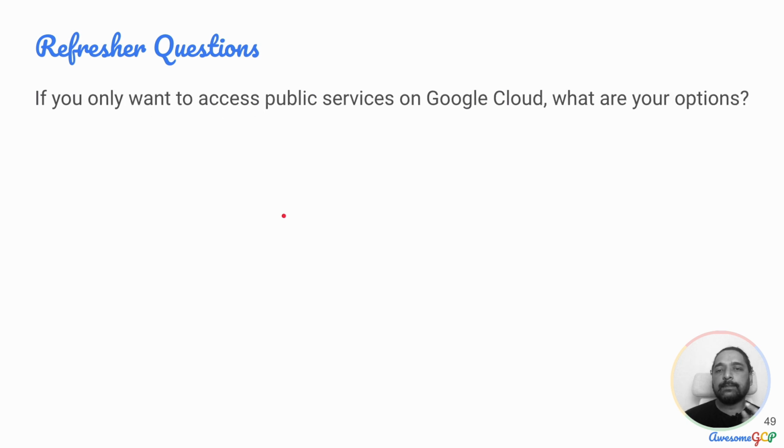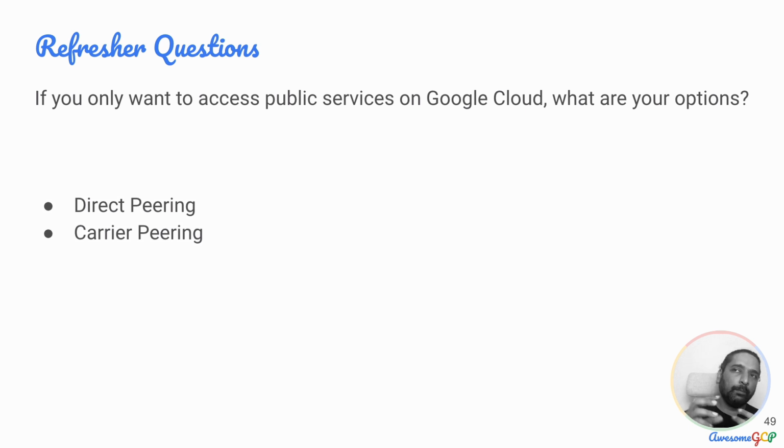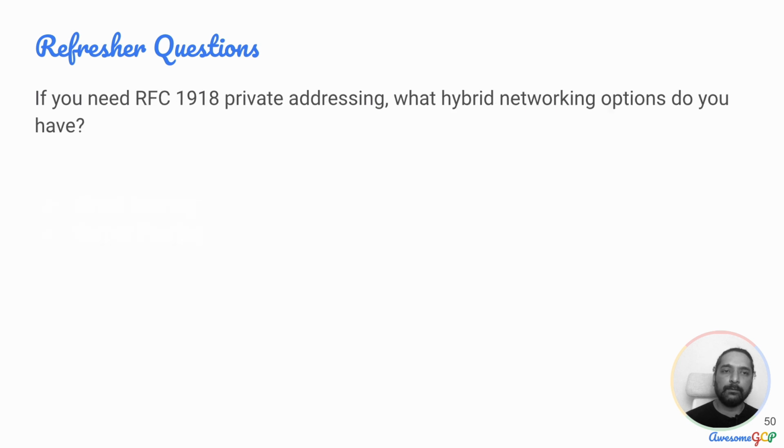If you want to access public services on Google Cloud, what are your options? Here the two options that you should be thinking of would be direct peering and carrier peering. It takes you to a POP, and those are where the established well-known address endpoints for Gmail, Google Drive and others are available. If you need RFC 1918 private addressing, what hybrid networking options do you have?